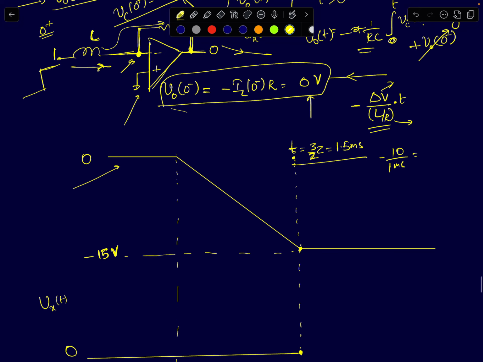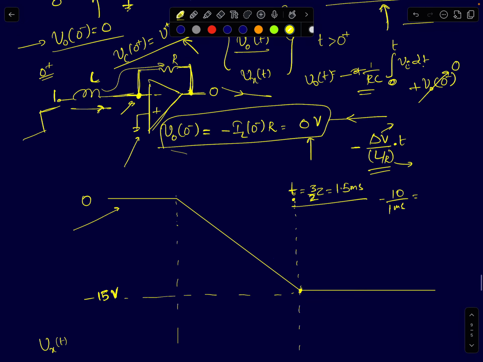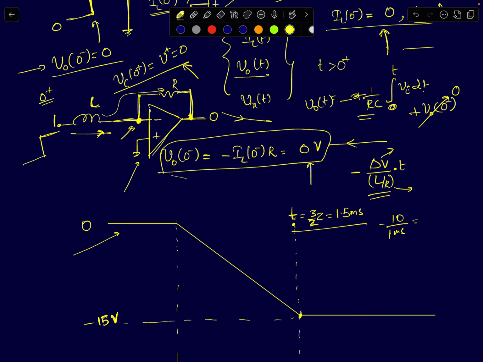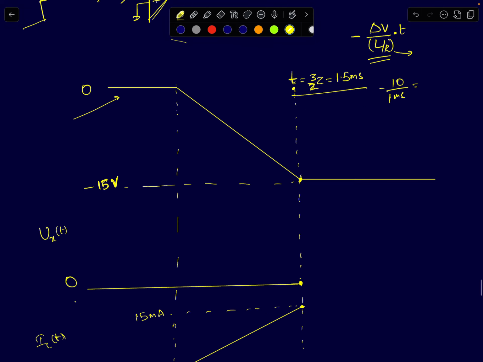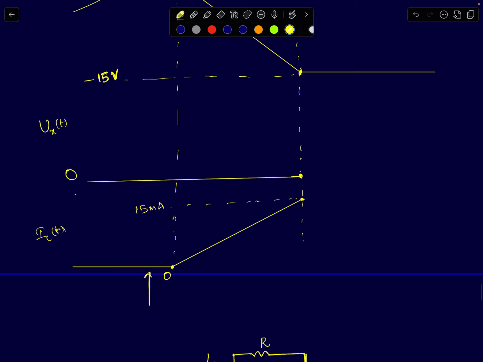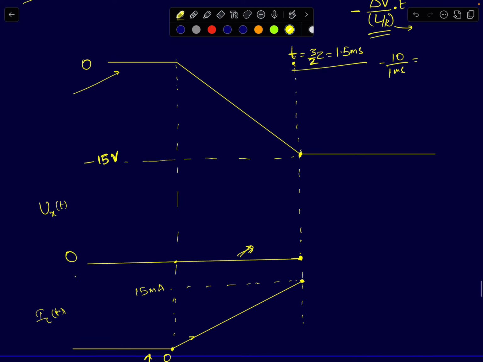And if I ask you what will happen to the current in the inductor, it starts off at 0 milliamperes because initially it was 0. After that, the op-amp circuit is in negative feedback, which means Vx will be perfectly at 0 volts. It will track V plus, it will be at 0 plus. Your inductor current is slowly increasing, and it will reach a peak value when the output reaches its peak value, which is minus 15.